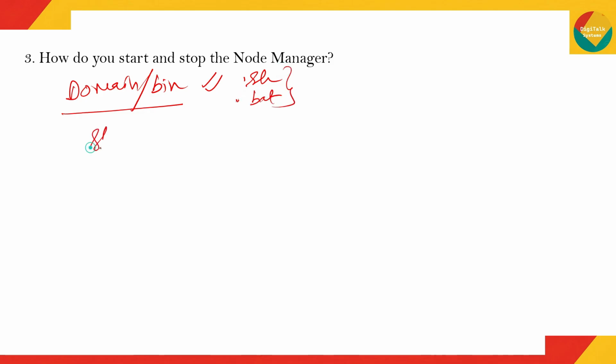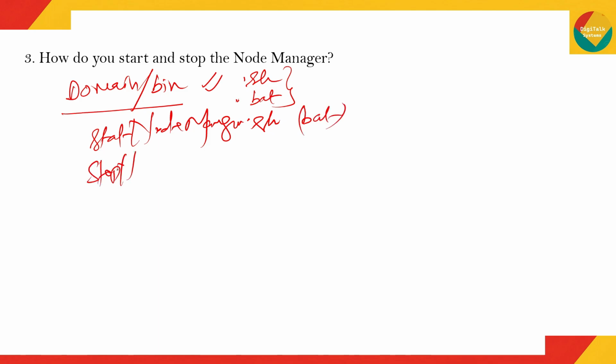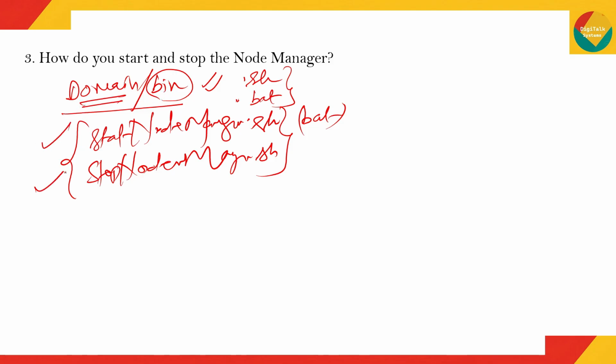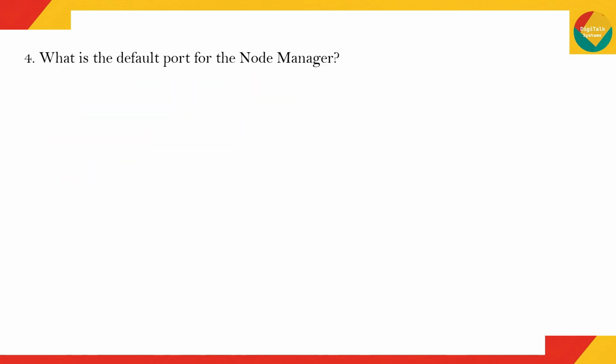So here you will have a script called startNodeManager.sh, .bat for Windows, and similarly stopNodeManager.sh. These are the two scripts that we have inside the bin directory in your domain that we use to start and stop your node manager.